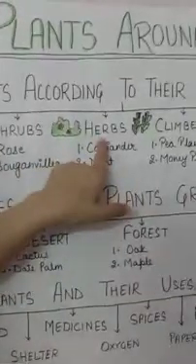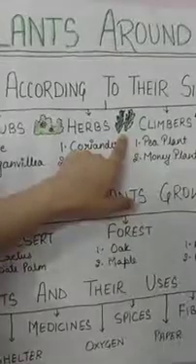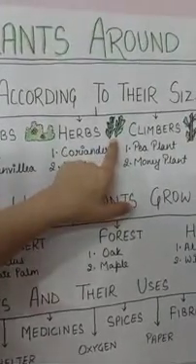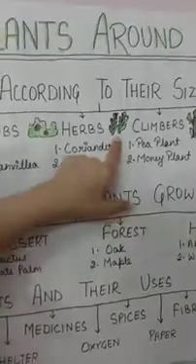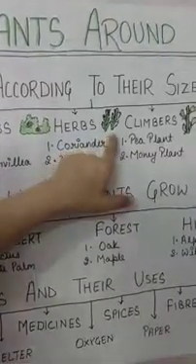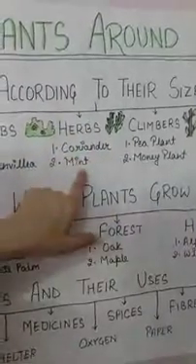Third category is herbs. Herbs are small plants. They have thin, soft green stem. They are also known as seasonal plants because they live for few months or maximum 1 year. Some examples of herbs are coriander, mint.